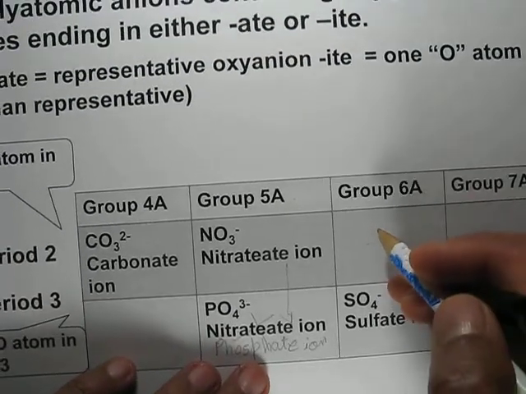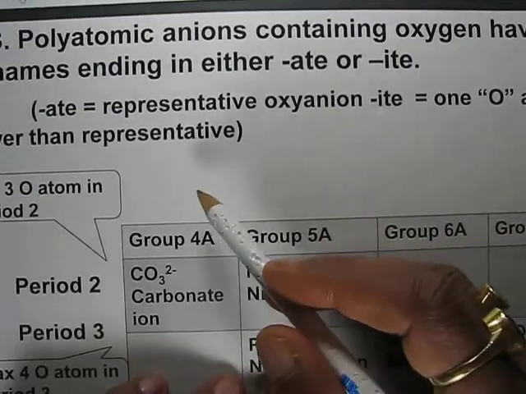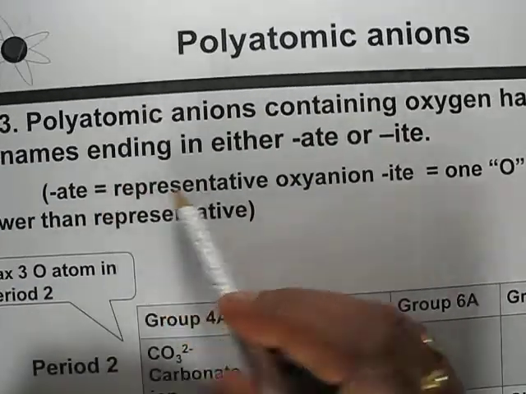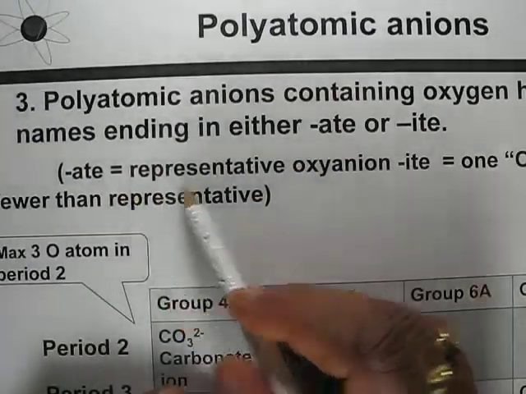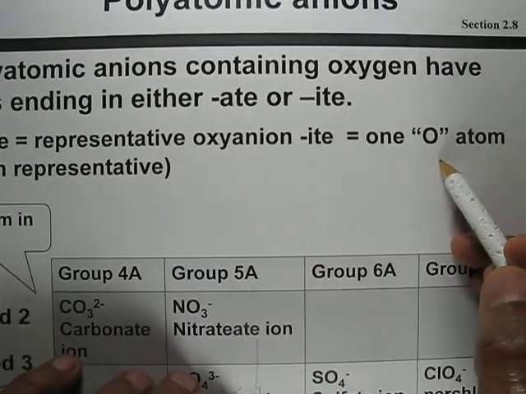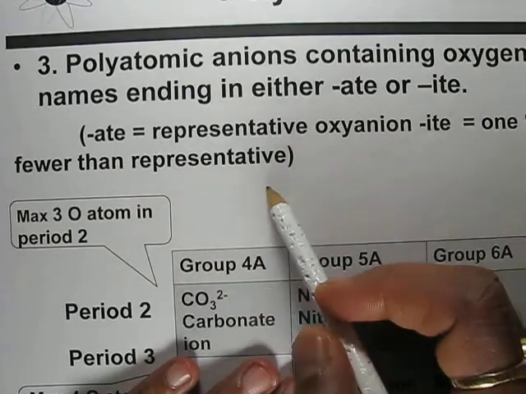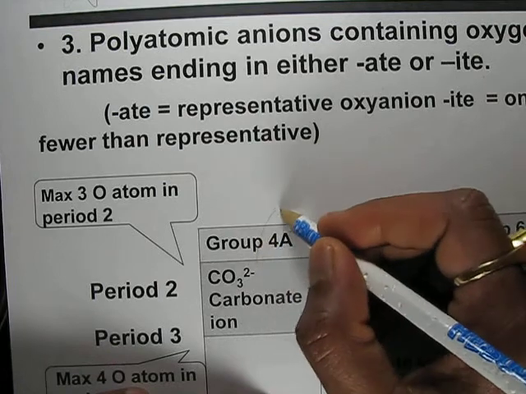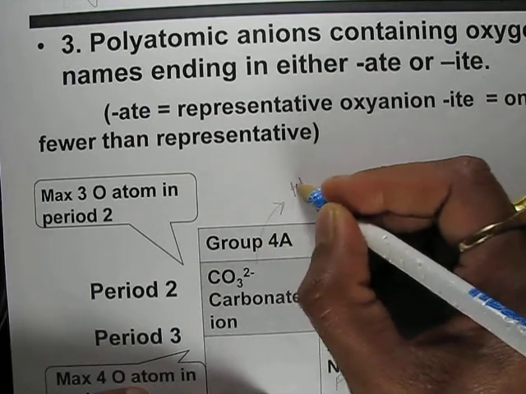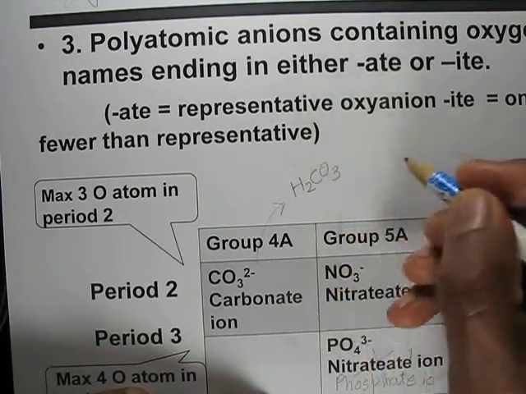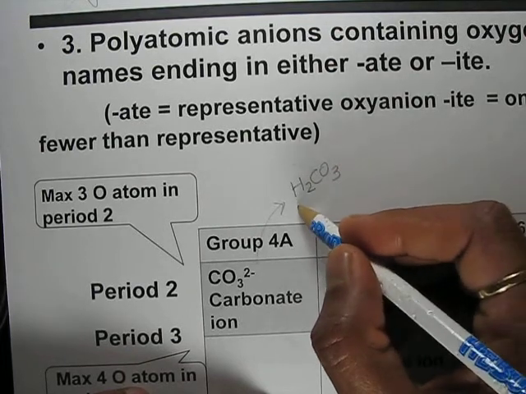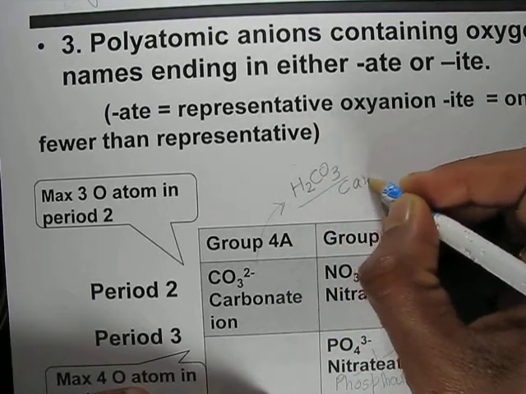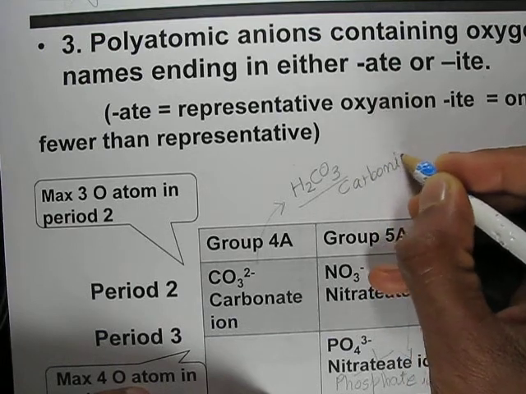Whenever we make an acid from these anions, you can see polyatomic anions containing oxygen have the ending ate or ite. So ate is the representative oxyanion, and ite has one oxygen atom fewer. When this anion forms an acid, it will form H2CO3. This is called carbonic acid.